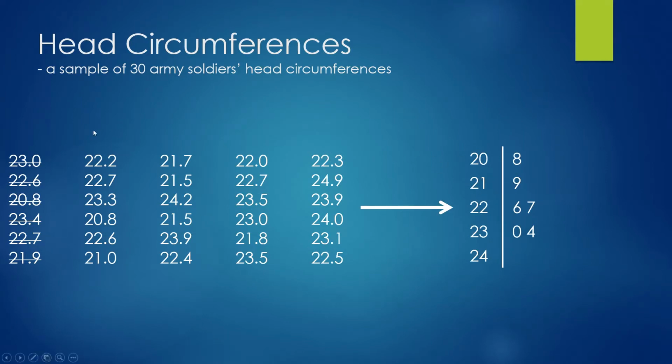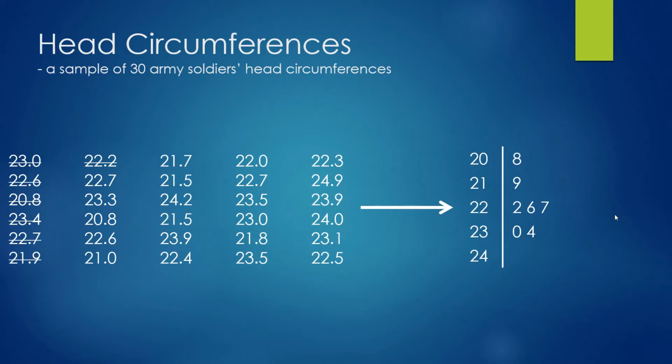Now you'll notice this next value here is 22.2. Now we already have a 6 and a 7 on the 22 stem, so we're going to bump those over in order to keep the values in numerical order. We want to go from smallest being closest to the stems to largest being further away.